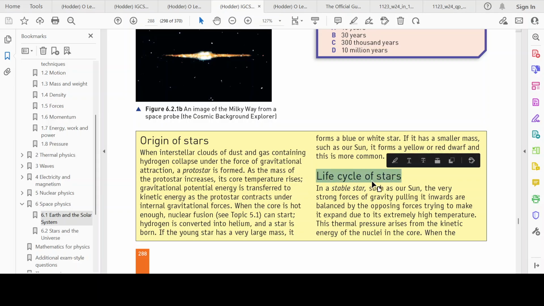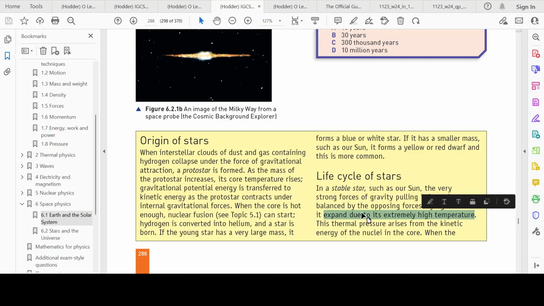Okay, now the life cycle of stars. In a stable star, one in which the nuclear reactions are going on and will be going on for quite some time, such as our sun, the very strong forces of gravity pulling it inwards are balanced by the opposing forces trying to make it expand. It's hot in the core, and we know that when something's hot, it expands. So the core is trying to expand, but there's a lot of gravity pulling it inwards, and that balances out, so the sun is stable in that regard. This thermal pressure, the heating, arises from the kinetic energy of the nuclei in the core, where hydrogen nuclear fusion happens.